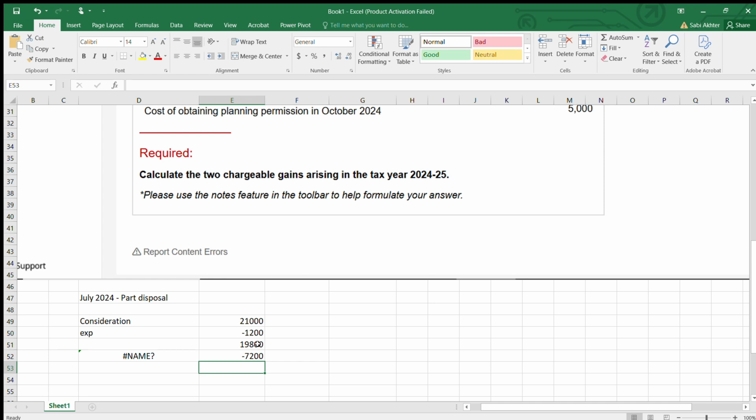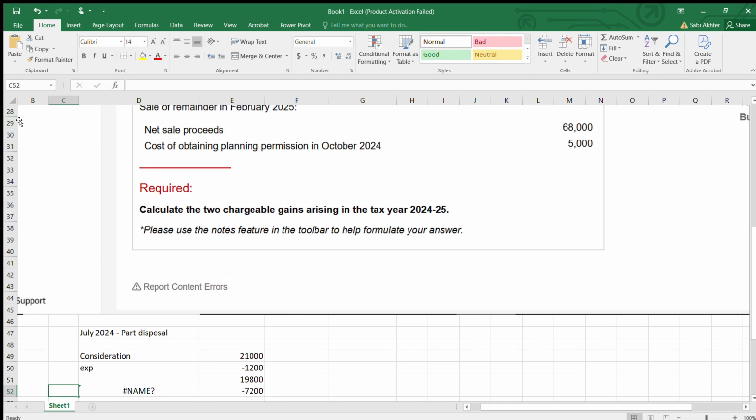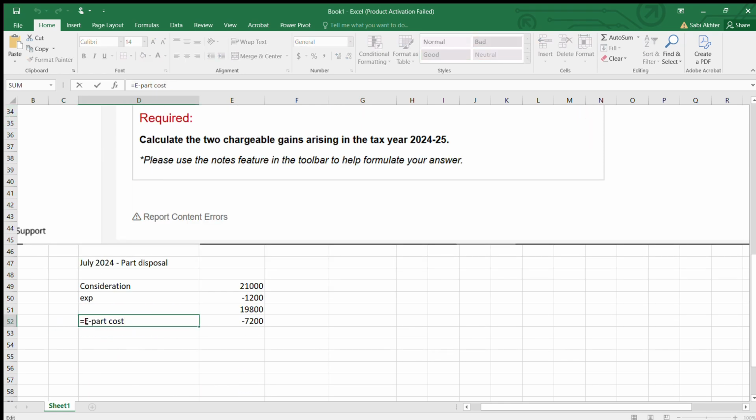Okay. So it is minus 7,200. This is part cost. Now the sum function. So 12,600 is the chargeable gain.